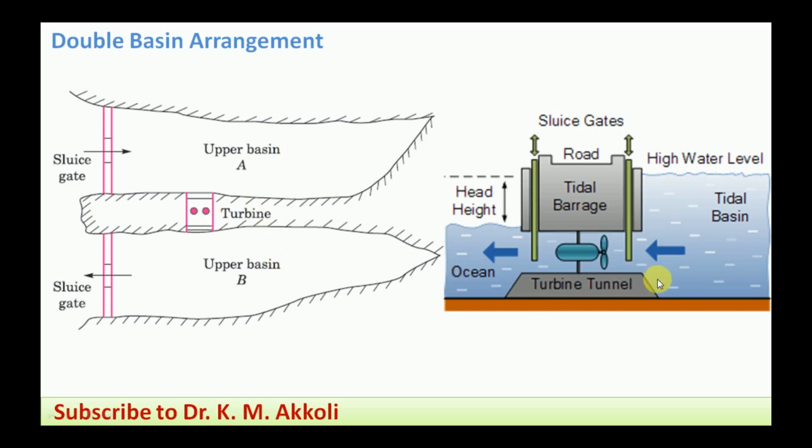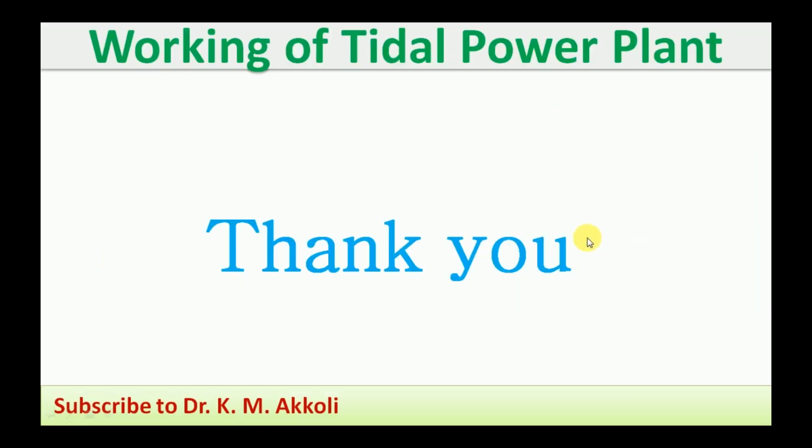Here also it is shown. Okay, that is the head, whatever is the high water level at the tidal basin. This is the tidal basin, and this is the ocean. The water is flowing through the turbine here, and the tidal barrage and the sluice gates are also there, allowing the flow of water in the forward direction and the reverse direction. This is about how the power generation takes place by using the tidal power plant.